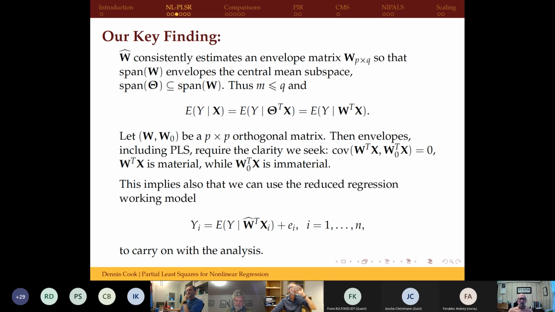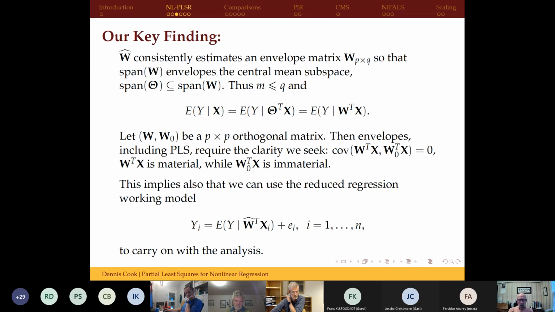Now, what does this imply? This implies that we can use the reduced regression working model, given on the bottom of the slide, to carry on with the analysis. So all we do is take the mean function, we substitute in our estimates, and then we can carry on with the analysis. That's pretty much how partial least squares algorithms work, except they assume that the mean function is linear. So before I continue with the nonlinear aspect of things, I want to revisit linear partial least squares briefly to kind of give you something to play off of.